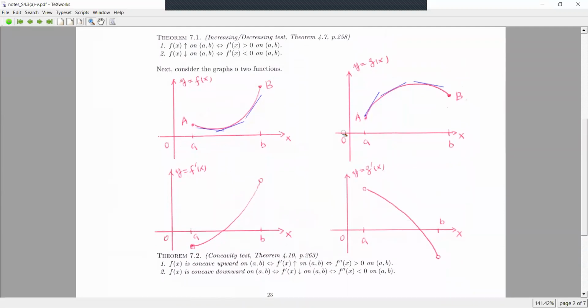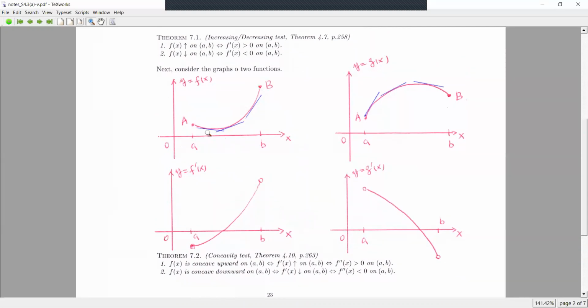Here we have two curves. They bend in different directions. This curve bends upward. This curve bends downward. We also call this curve concave up, this curve concave down. Let's examine concave up first.